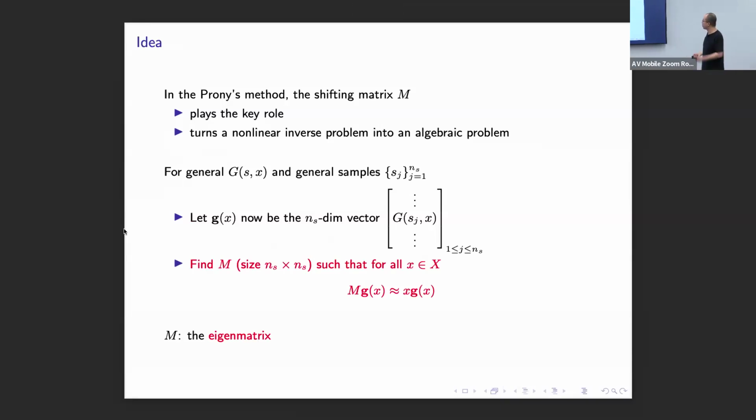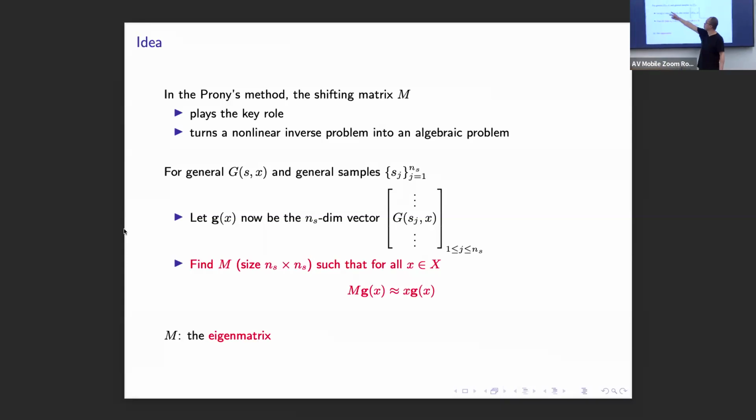So the idea is very simple. In Prony's method, the shifting matrix is actually very important. It plays a key role. And from a high level, it really turned this nonlinear inverse problem, this sparse recovery problem, into an algebraic problem, which is through this eigenvalue relationship. And eventually, you just need to go find the roots. Okay. So the idea of the eigenmatrix approach is the following.